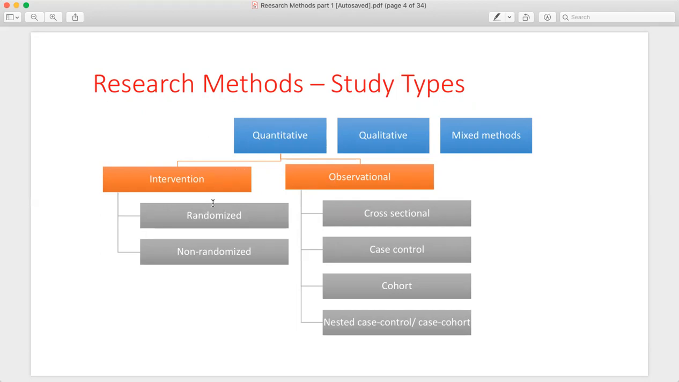Intervention can be a randomized study or a non-randomized study. For this lecture, I have incorporated an example of a randomized control trial. The observational studies can be either a cross-sectional study, case control study, cohort study, nested case control, or case cohort study. There are also other variations or other categories of observational study, but these are the ones that are mostly used in the field of public health.